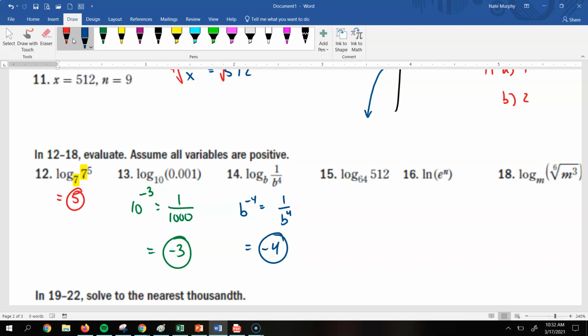Again, your answer does not include the base, because remember, we're just finding the logarithm. When we're dealing with trying to simplify or solve a logarithm, our answer is going to be the exponent. So it's just -4 is your answer.